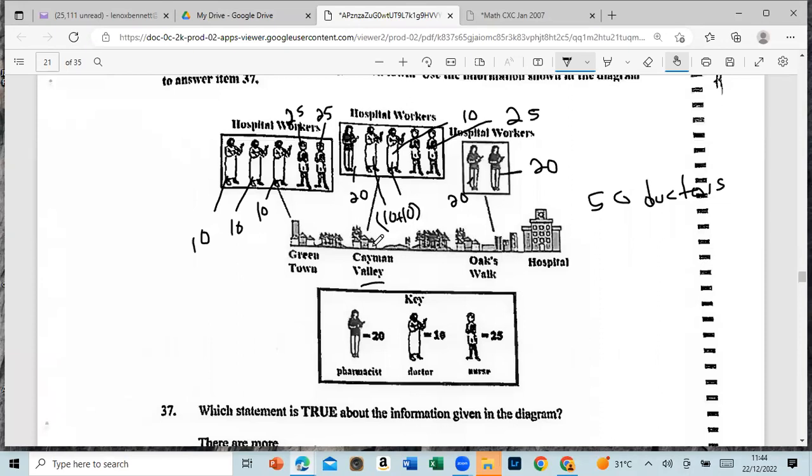Remember, I know it's not just 2. So this is Cayman, right? How many nurses are there? 50 nurses. Yeah. No, not 2. Remember, I said it's going to be 50 nurses because it represents 25. So you have 50 nurses. So that is true. There are 50 nurses and only 20 doctors.